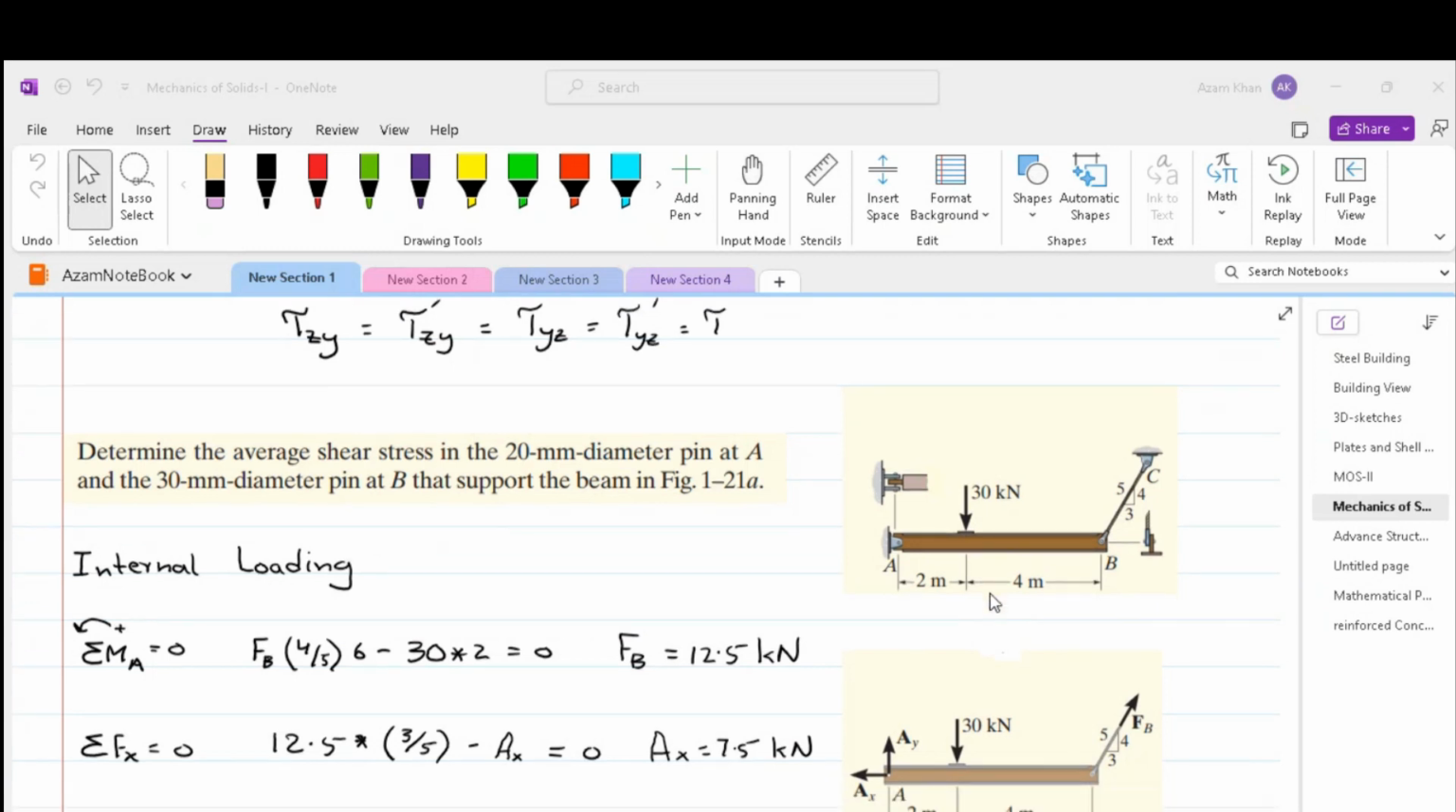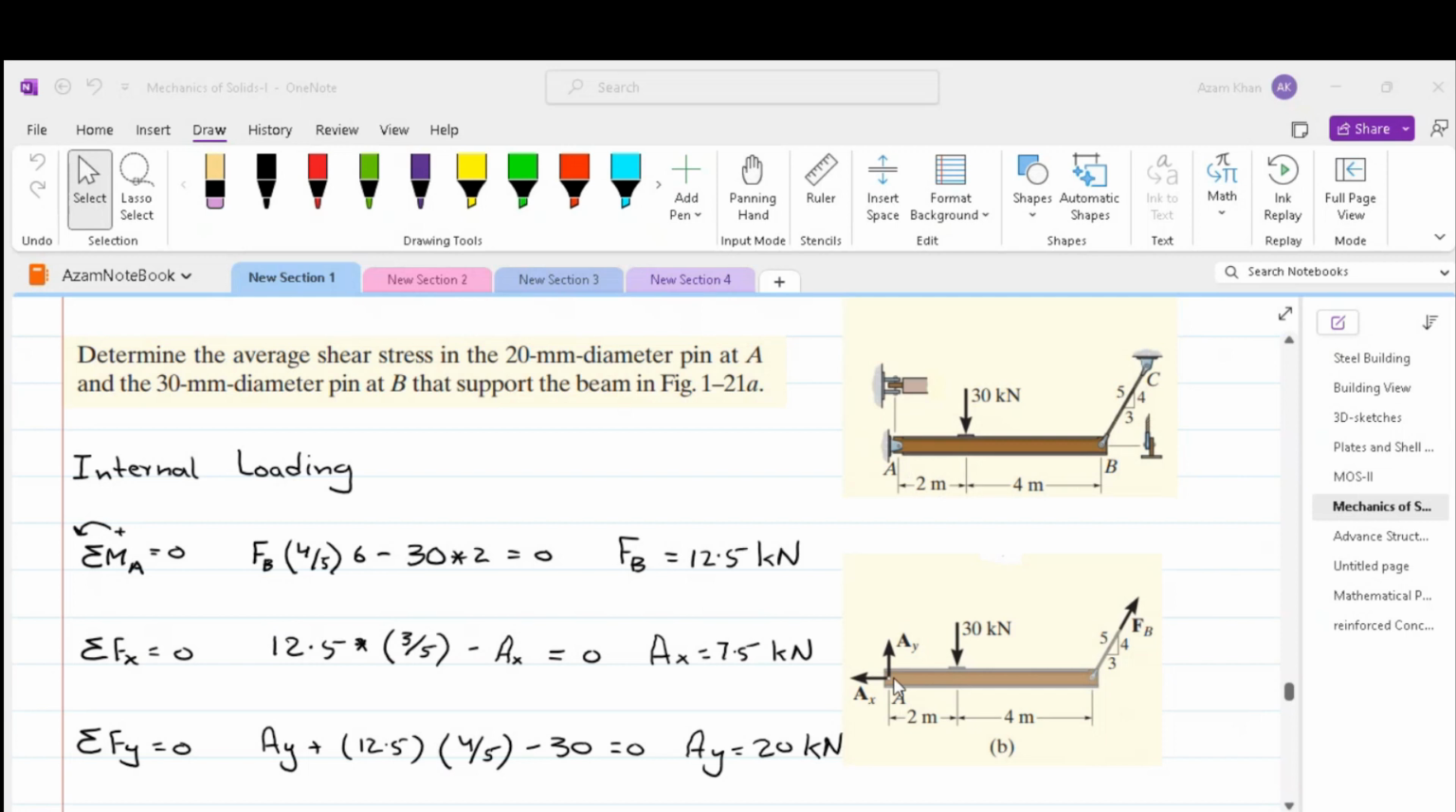Now, as we can see, this member can have three reactions: one is FB, another is AY, and AX. We can take summation of moments and summation of forces in order to determine these reactions. If we take summation of moment about A equal to 0, we would have the sine of FB contributing to the moment. So FB into 4 by 5 times the lever arm 6 minus 30 into 2 will give us FB equal to 12.5 kilonewton.